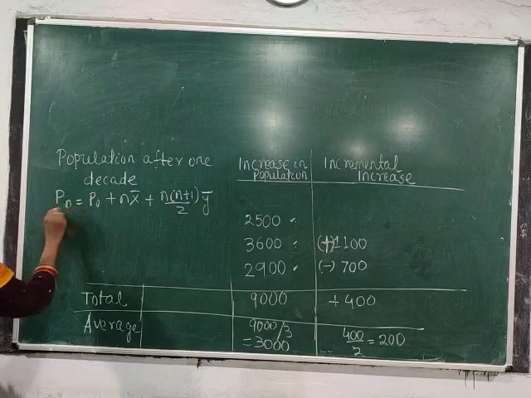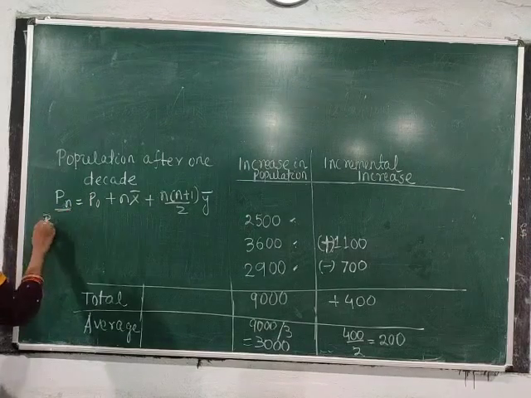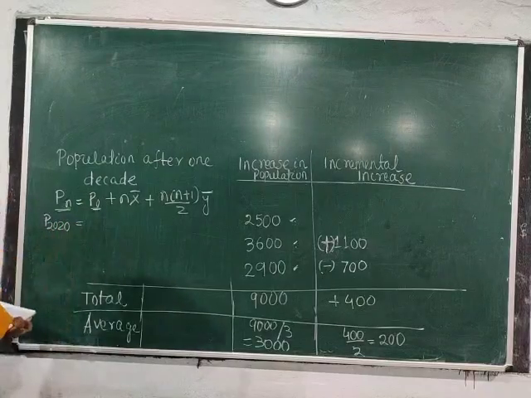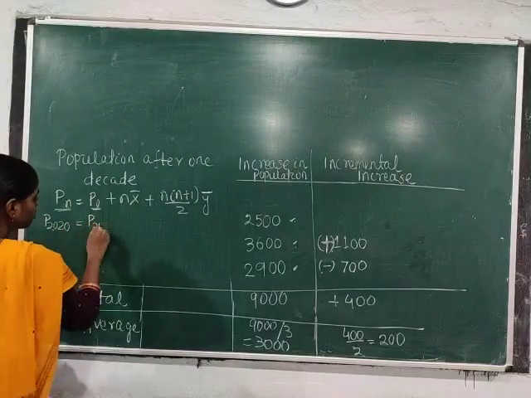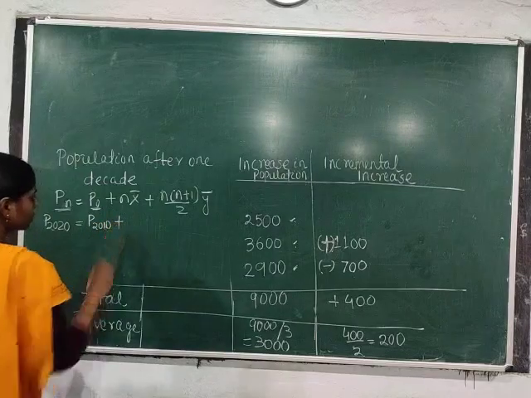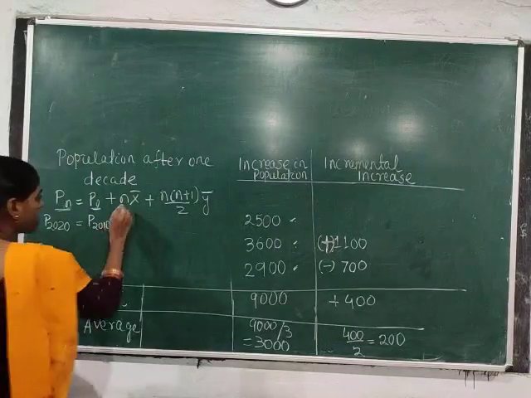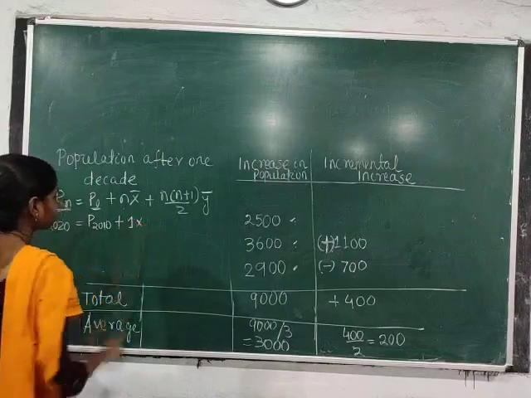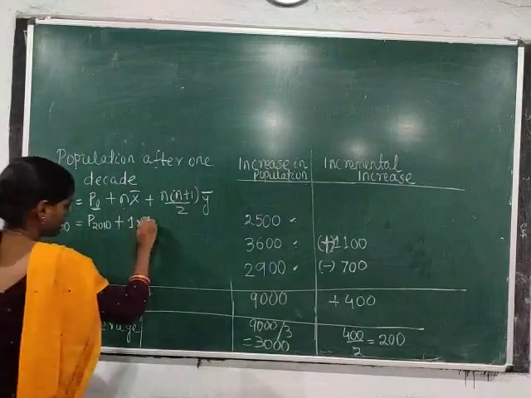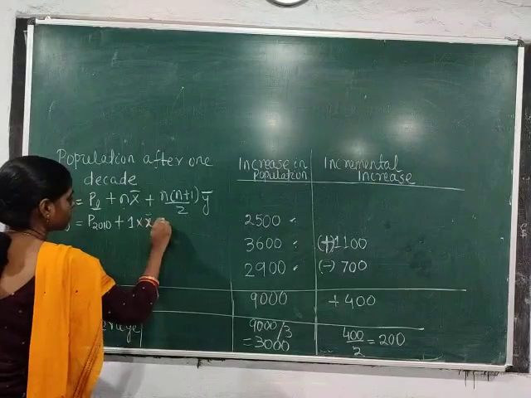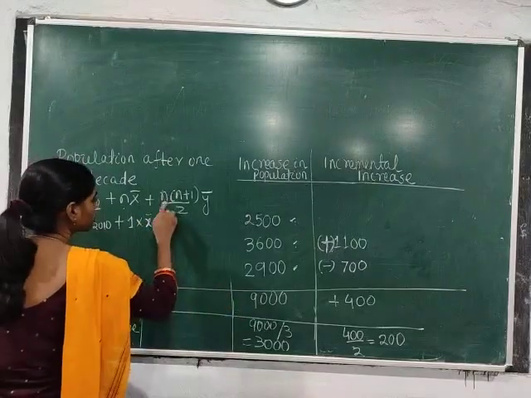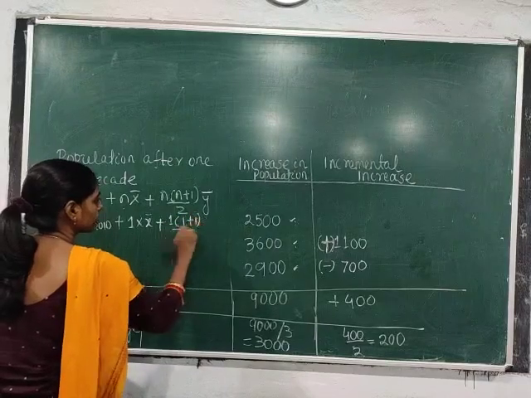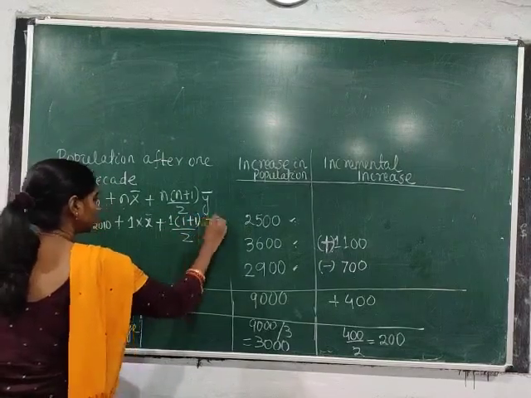So, the population Pn is now P2020, and P0, that is the last known decade, is P2010, plus, in place of n we will put the number of decades, which is 1, and x bar is the average of the increase in population, and in place of n again put 1. So, 1 by 2 into y bar.